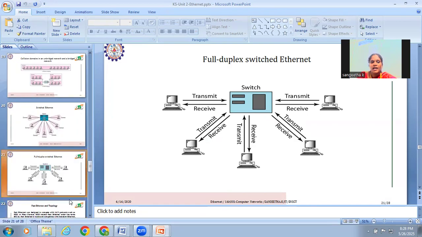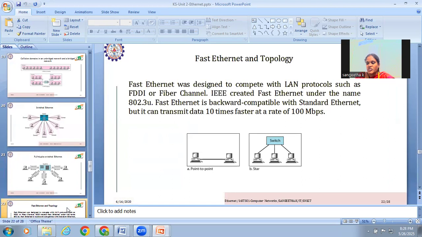Next, we see fast Ethernet and its topology. Fast Ethernet was designed to compete as a LAN protocol, supporting a higher data rate compared to the previous one. It supports 100 megabits per second. Most probably, FDDI, fiber distributed data interface, connections will use this. The IEEE supports fast Ethernet under the name IEEE 802.3u. It is compatible with both standard Ethernet and fast Ethernet, and it is 10 times faster than the standard Ethernet.